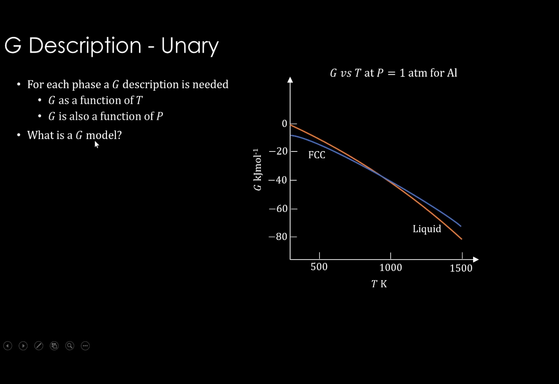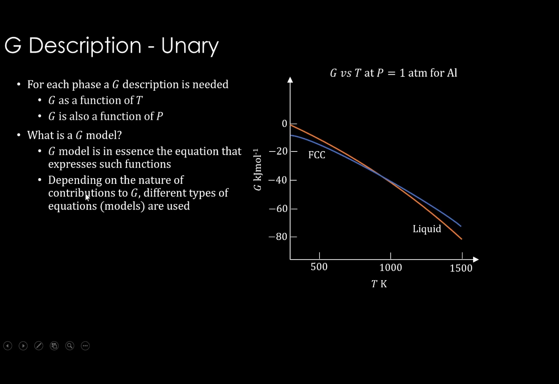So what is a Gibbs energy model now? A Gibbs energy model is in essence the equation that expresses this kind of function, G as a function of T and P. Depending on the nature of contributions to Gibbs energy, different types of equations or models are used. They are basically the functions, Gibbs energy as a function of temperature and pressure. And we are saying there are different contributions to Gibbs energy. What are these contributions? Let us look at them more carefully.